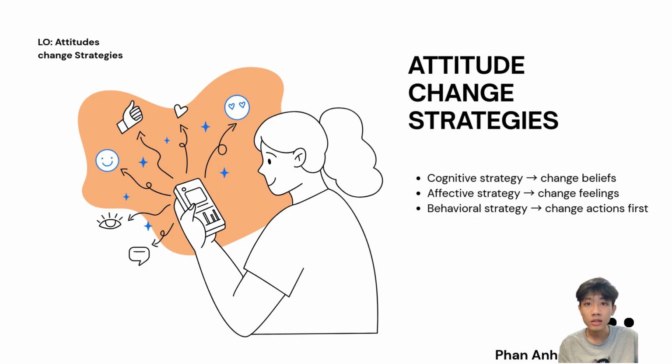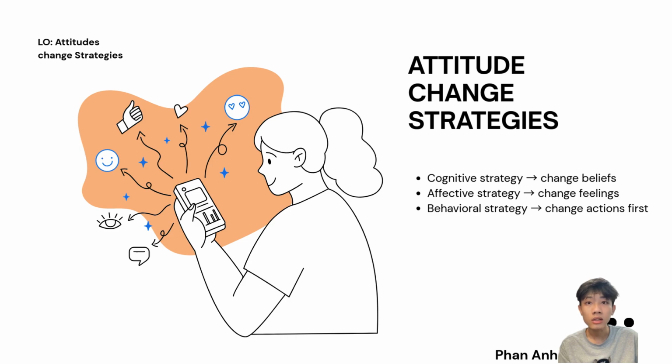The second strategy is affective attitude shift, which focuses on emotion. Here, marketers use music, images, or storytelling to create positive feelings toward the brand, even without strong product information.